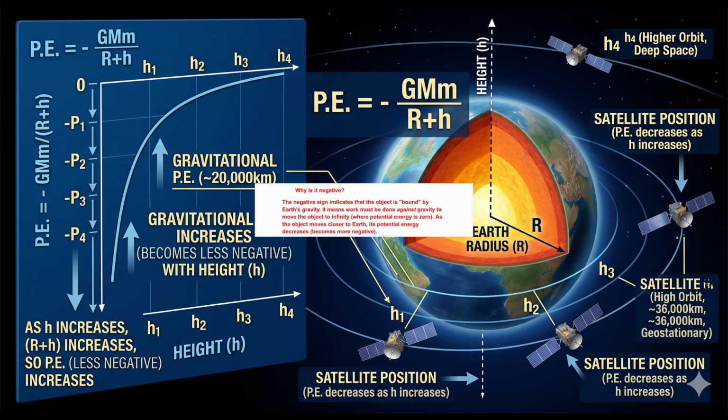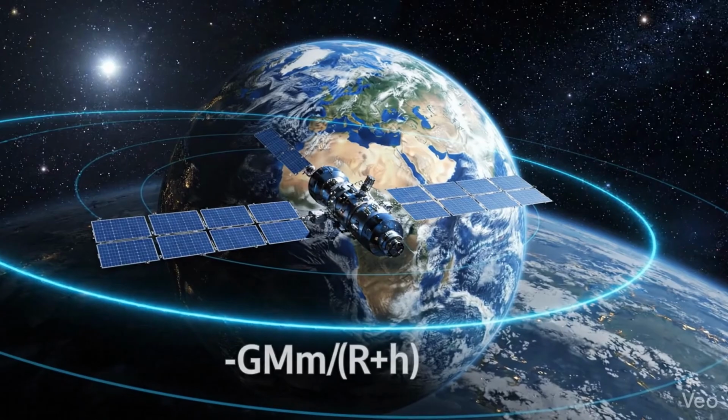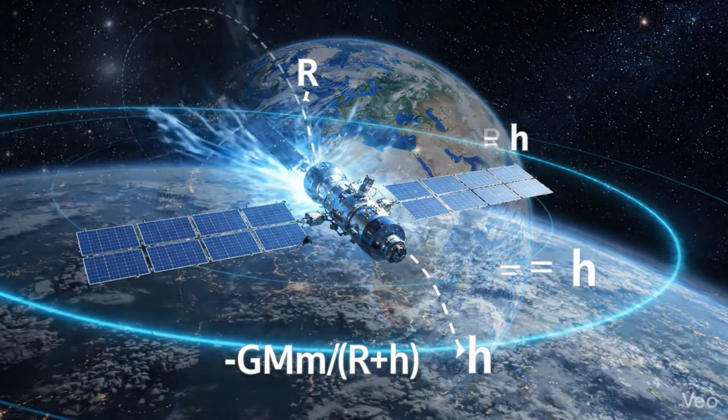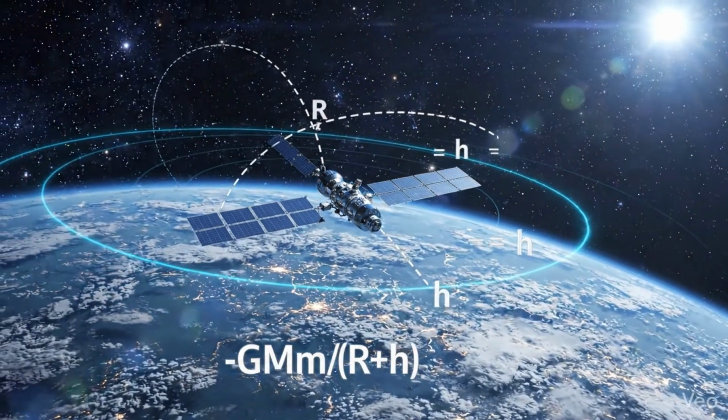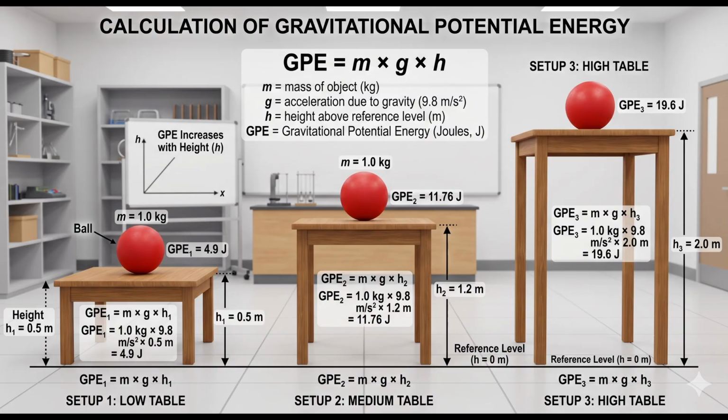The negative sign indicates that the object is bound by Earth's gravity. It means work must be done against gravity to move the object to infinity, where potential energy is 0. As the object moves closer to the earth, its potential energy decreases and becomes more negative. Relationship with mgh: when h is very small compared to the radius of the earth, this complex formula simplifies to the familiar mgh.